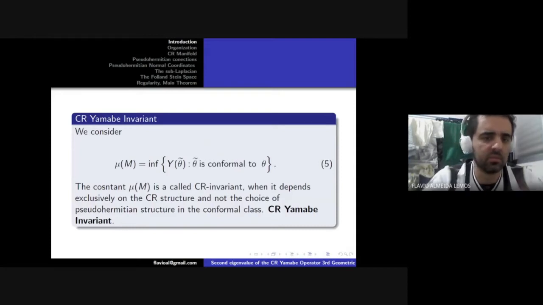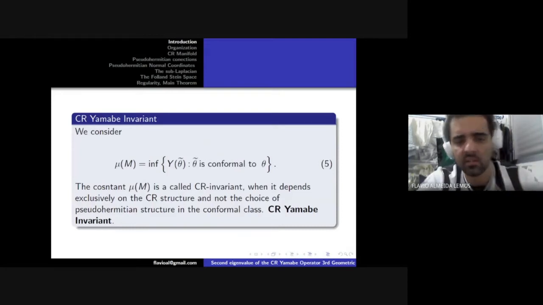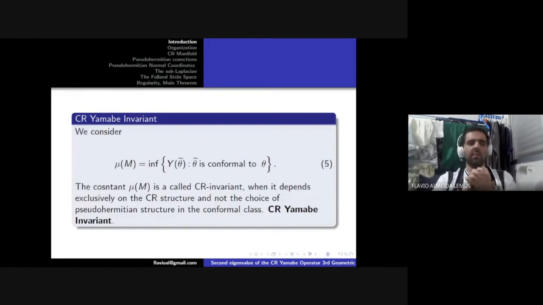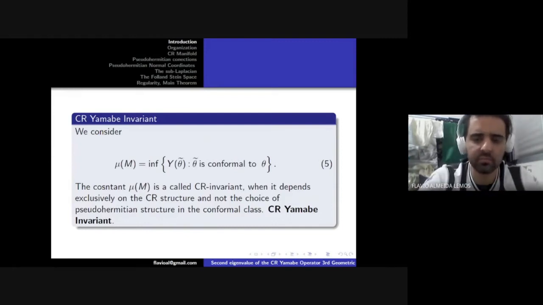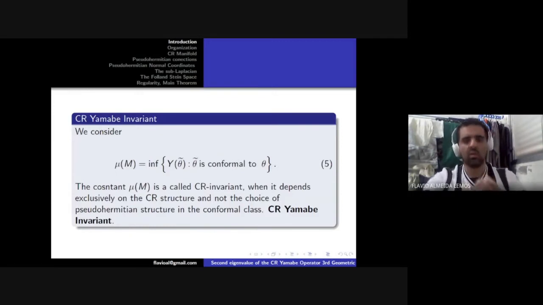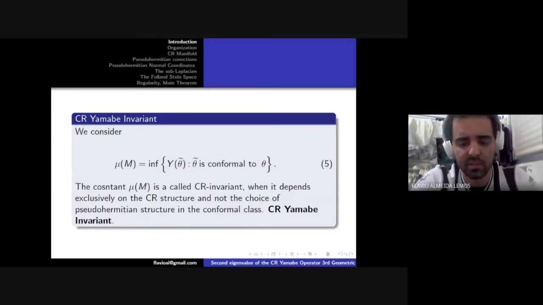We define in the same way the Yamabe invariant in the CR context. It is called the CR Yamabe invariant because it is invariant over CR maps.